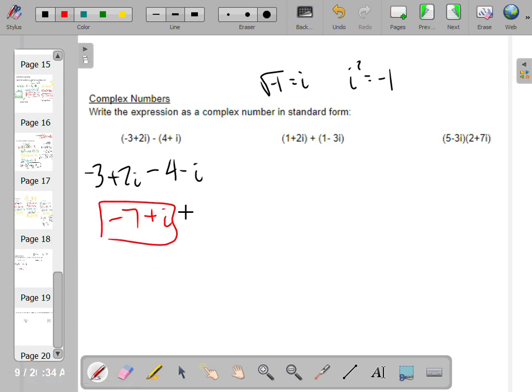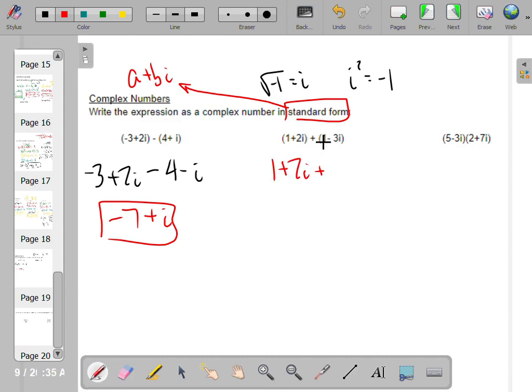Now, your answer must be written in the form a plus bi. That is the standard form of a complex number. If you write it like, oh, it's i minus 7, I'm like, no, it's not. It's a plus bi, so you must write it in that order. This is an addition problem, so 1 plus 2i.